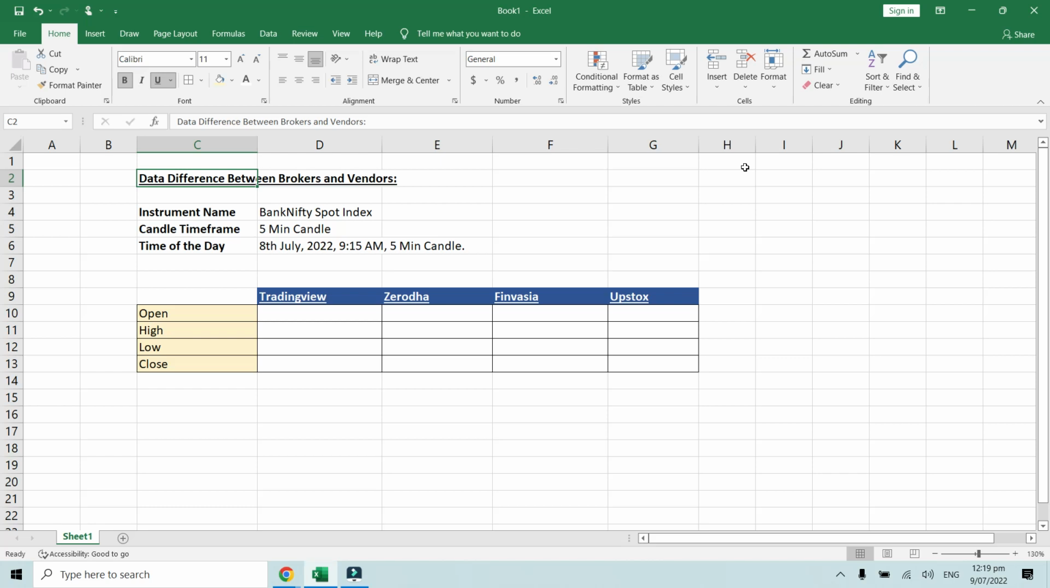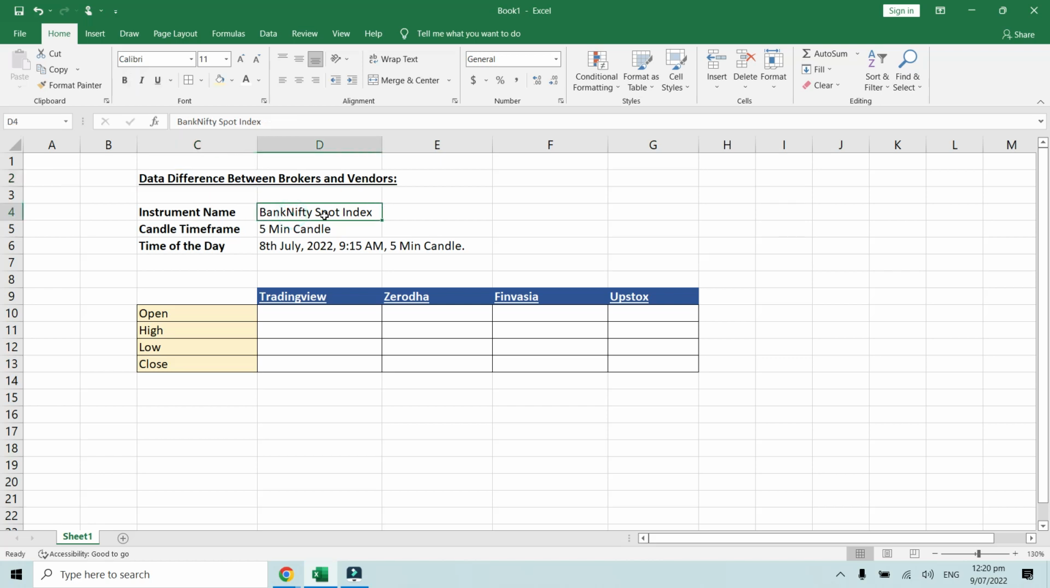So today we are going to see an example where the data between different brokers can be different, and because of which the candle time frame and the candle data can be different, and it will impact the indicators that you use at times in order to trade. For this example we have taken Bank Nifty Spot Index as the instrument.